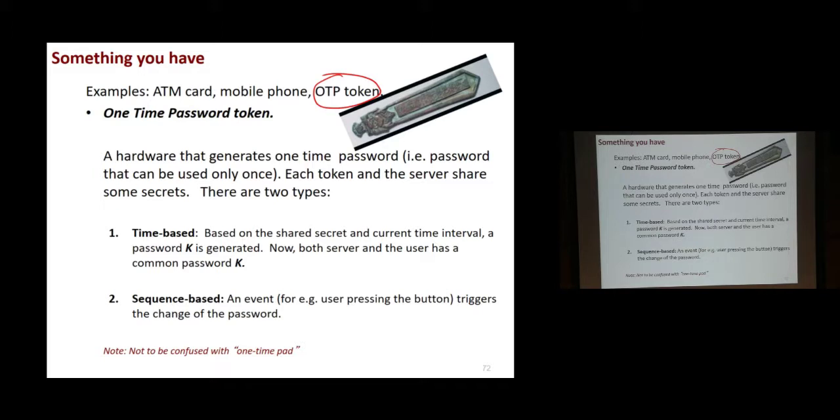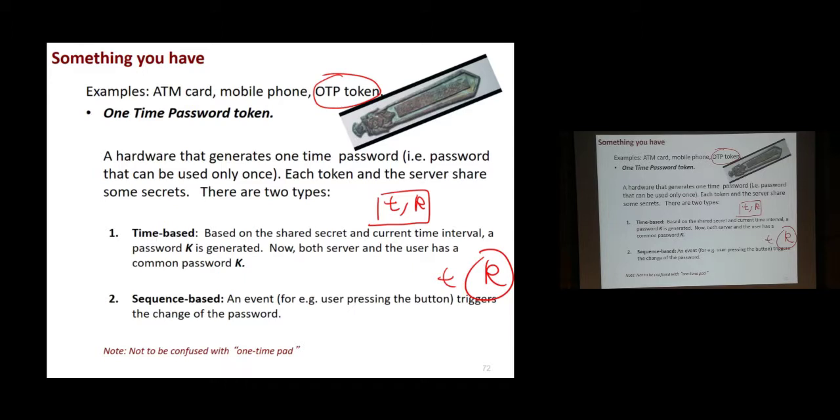Let me maybe draw here. This is a token. There's a clock, which is the time, and then the secret key. The server also has a key, and the server can also keep track of the time. Due to synchronization problems, the time cannot be precisely accurate, so usually we allow a time window of, let's say, 20 seconds.